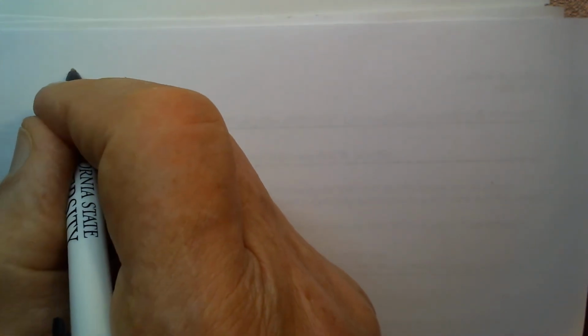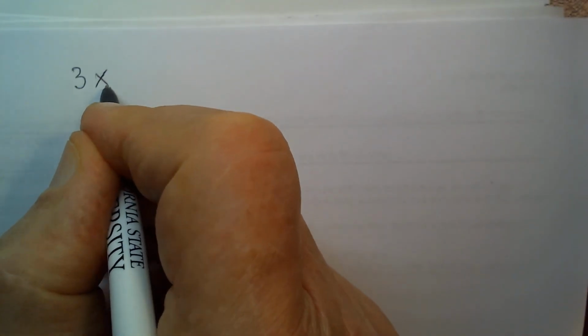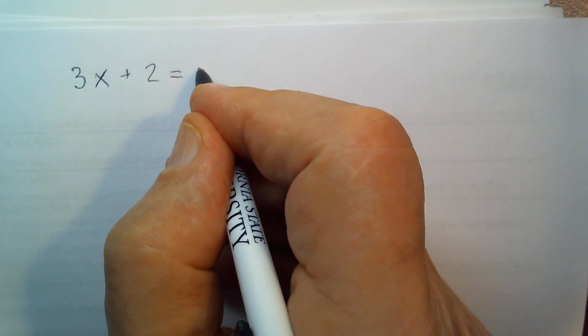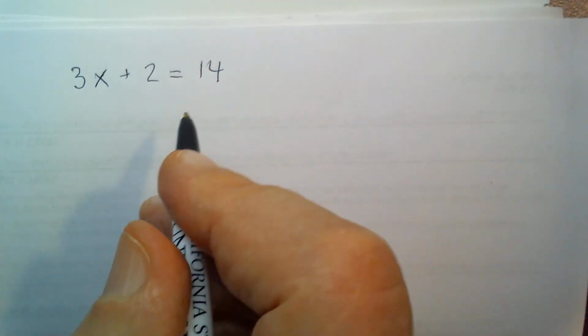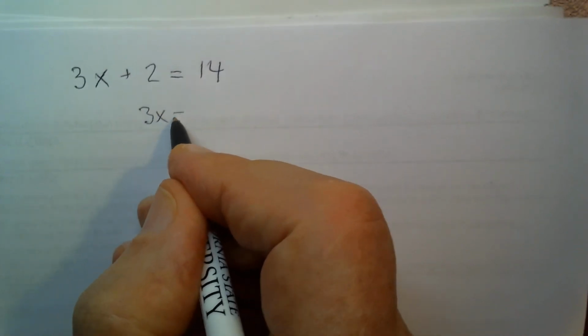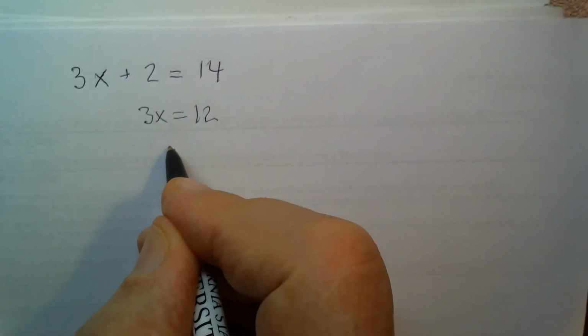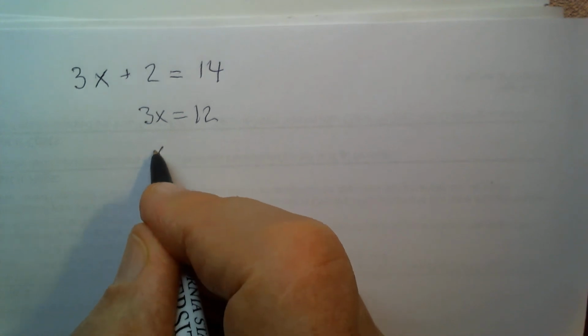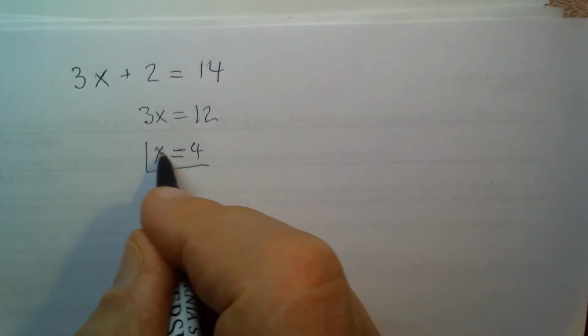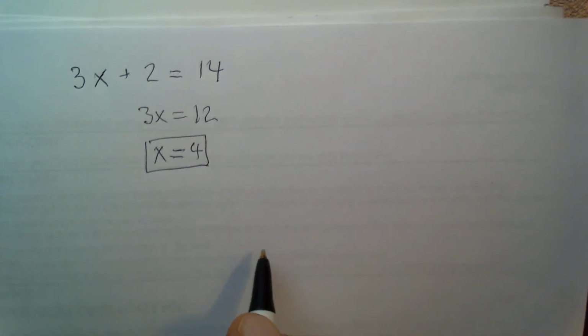You may remember that when we solved one equation in one variable, let's say 3x plus 2 equals 14, we subtract 2 on both sides, so 3x equals 12. And then we divide both sides by 3, so x equals 4. So here we have one solution. You may remember that.